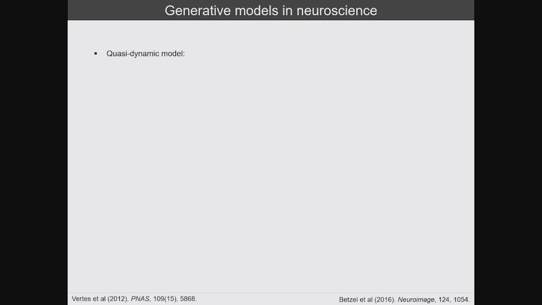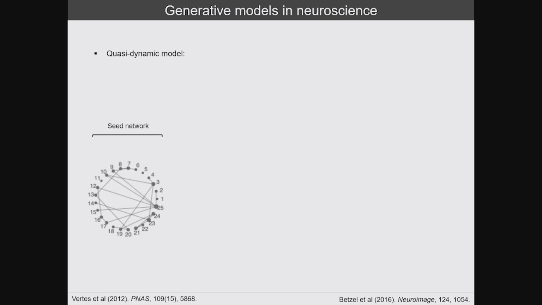So enter Petra Vértes in 2012, who proposed what I'll call a quasi-dynamic model. This model's got a lot of life out of it, a lot of use, especially recently. It's been reinvigorated by a few groups. The quasi-dynamic model works this way. It imagines that we start with a small seed network. You can pretend that this is a brain. Right now I'm just making a simple ring graph with some connections.